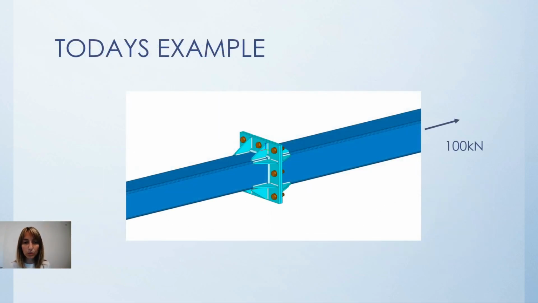Today's example will be two hollow section beams, and we will load them with 100 kilonewtons tension. I took this value of 100 kilonewtons because it's easily multipliable, and we will see what the margin will be in this type of connection.